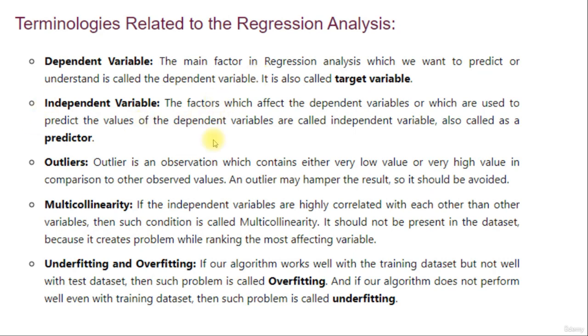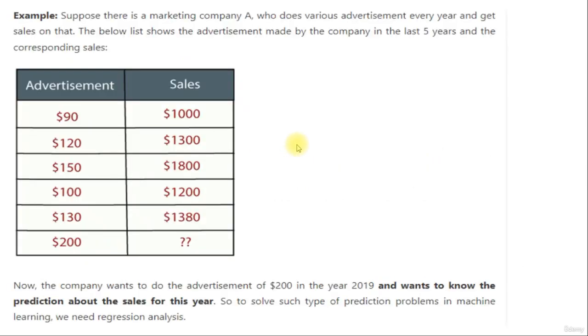Independent variable: the factors which affect the dependent variable, or which are used to predict the values of the dependent variable, are called independent variables or the predictors. So the value of sale depends on the budget of the advertisement. So this will be the independent variable. The value of sale will depend on this one. So this will be dependent and this will be the independent variable, or this is also known as the predictor.